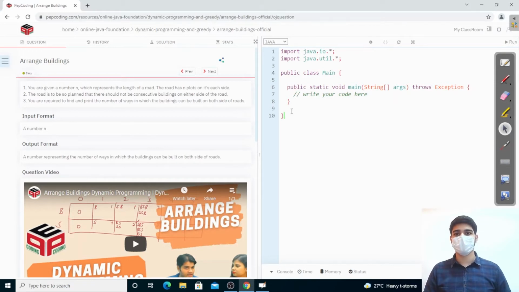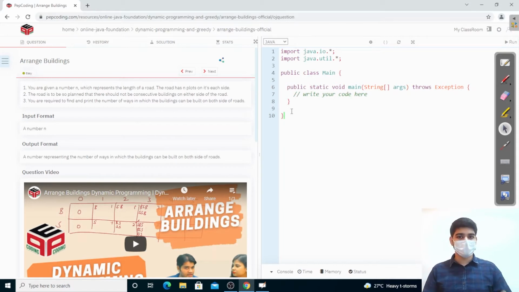Now this question is a direct extension of the previous question, which was count binary strings. So if you haven't checked that question out already, you should probably do that before jumping onto this question, as this question would require all the knowledge that we already discussed in the previous question. Right, so count binary strings is pretty mandatory before jumping onto this question. The link to that question would be in the description box, so feel free to check it out first.